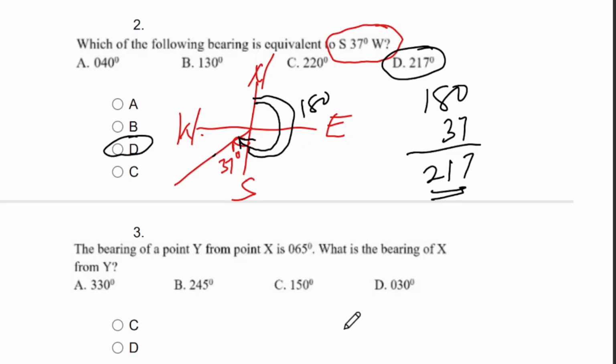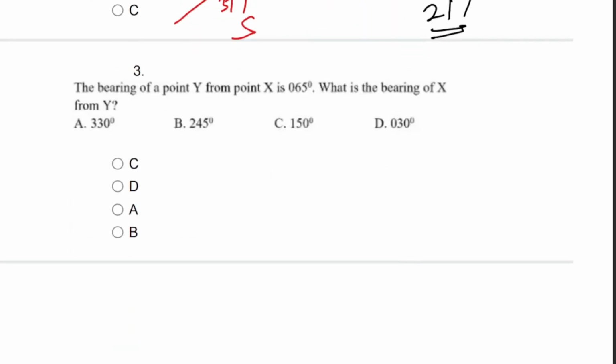So that is that on that one. Then question 3. So we come to question 3 now. For question 3, we have the bearing of a point Y from point X is 065 degrees. What's the bearing of X from Y?